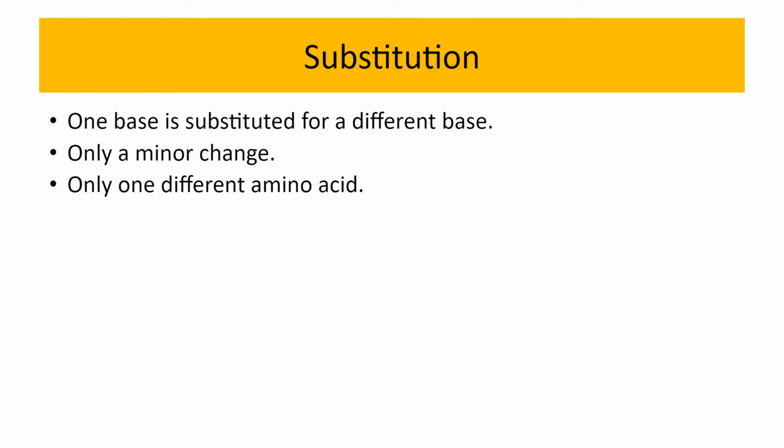So the first one we're going to look at is substitution. And the clue is in the name. So if you think about a football team, if a player gets substituted, one player comes off and a new one comes on the pitch. And it's a similar idea here. One base is substituted for a different base. So say you had thymine, it could be substituted for guanine. And we'll look at a couple of examples of this.